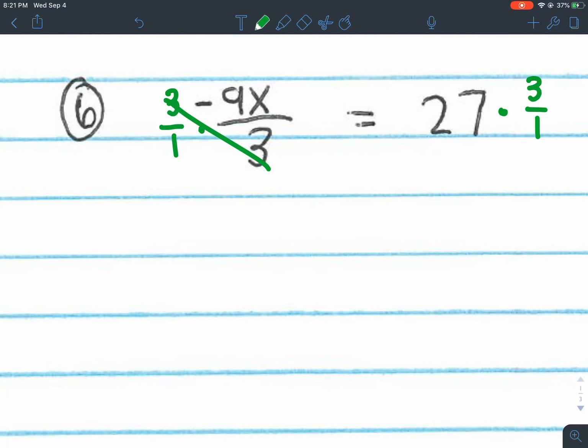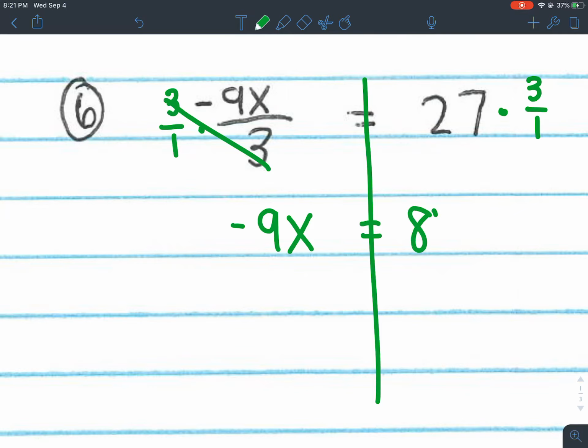So these 3's will cancel, and what I have left on this side is negative 9x equals, what's 27 times 3? I think that's 81, but I want to check. 27 times 3, that's 81. Okay, so make sure you put that negative there because that negative 9 is still there.